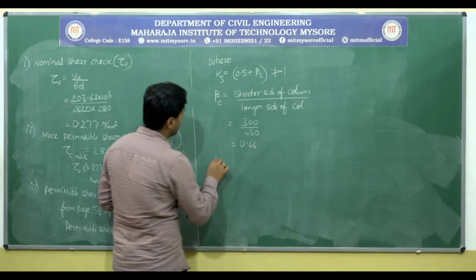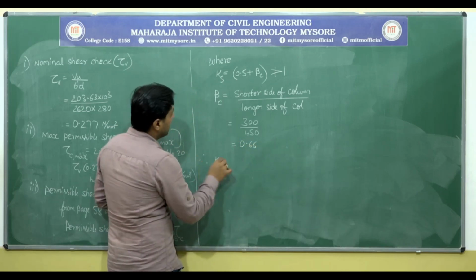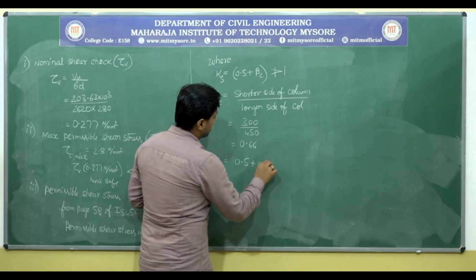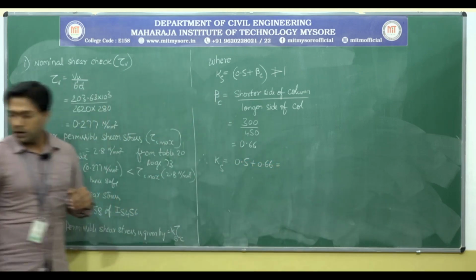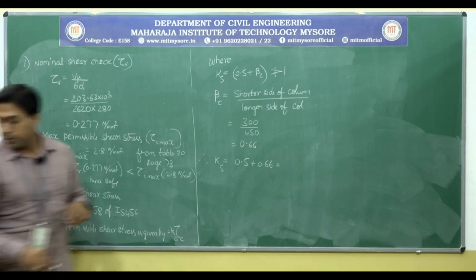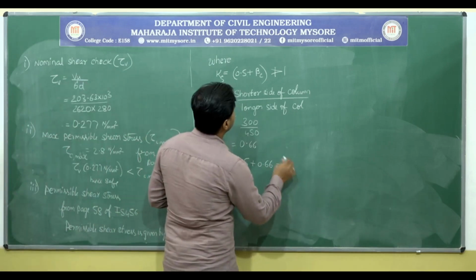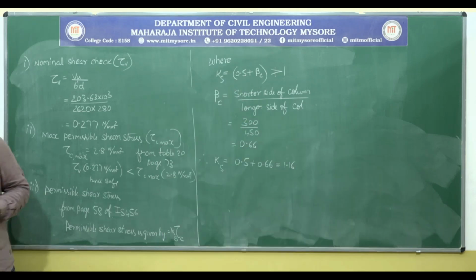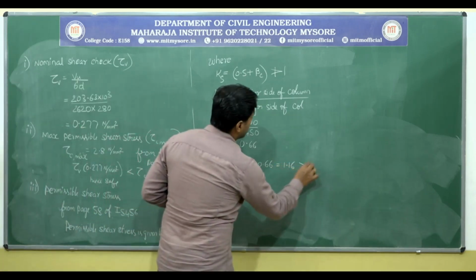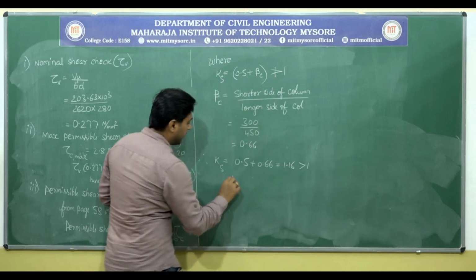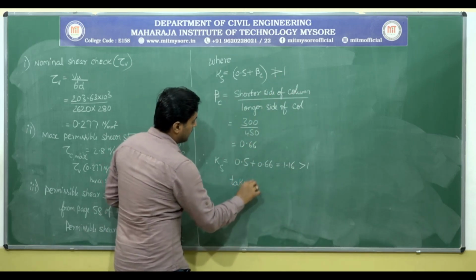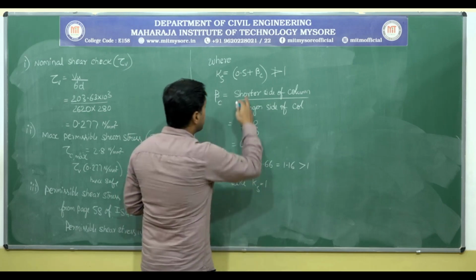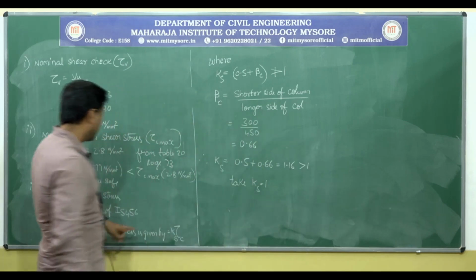Let me substitute it back. Therefore, Ks is equal to 0.5 plus 0.66, so it is 1.16, which is greater than 1. It should never be greater than 1. So take Ks equal to 1. Okay, so now let me substitute it back here.